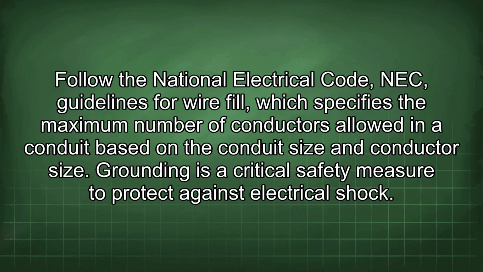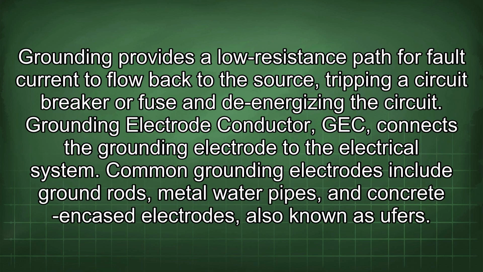Grounding is a critical safety measure to protect against electrical shock. Grounding provides a low-resistance path for fault current to flow back to the source, tripping a circuit breaker or fuse and de-energizing the circuit. The grounding electrode conductor, or GEC, connects the grounding electrode to the electrical system.